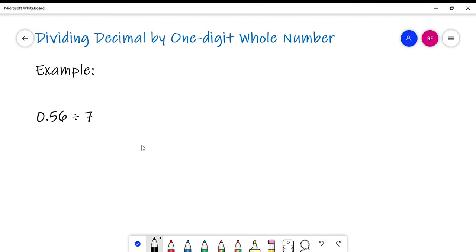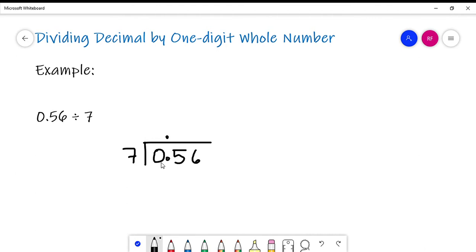So 0.56 divided by 7, or 56 hundredths divided by 7. First, let us write this in the other form: 0.56 divided by 7. The first thing you need to do is to write a decimal point above the decimal point of our dividend. And then we divide like dividing whole numbers.